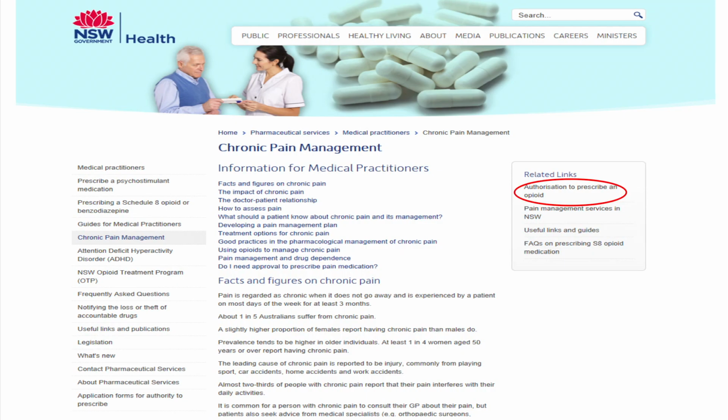Also, just some really good stuff on the site around chronic pain management and authorization to prescribe an opioid. Moving on.